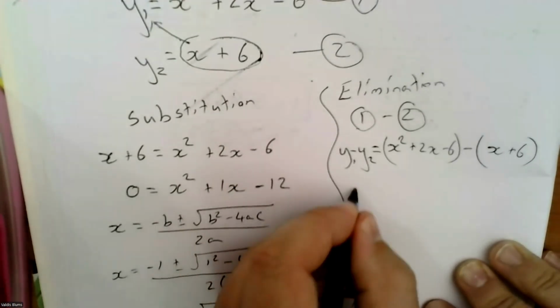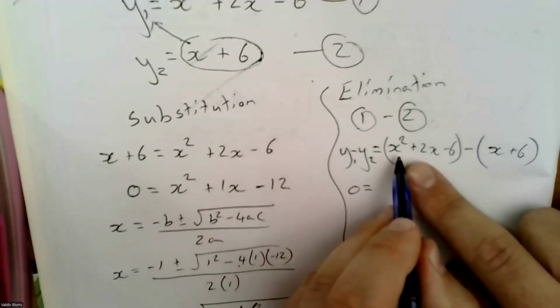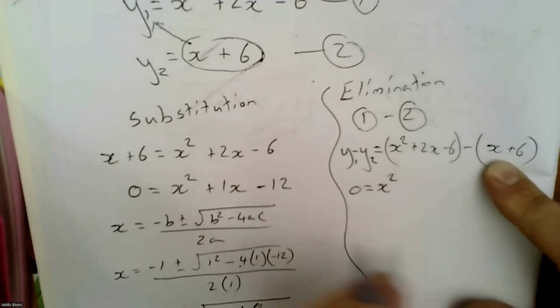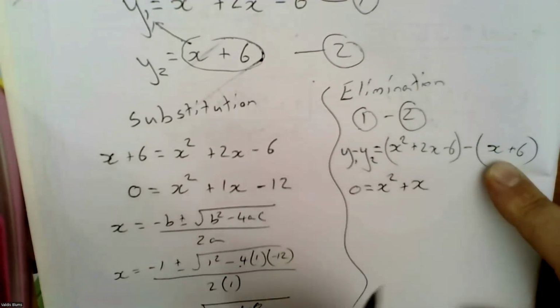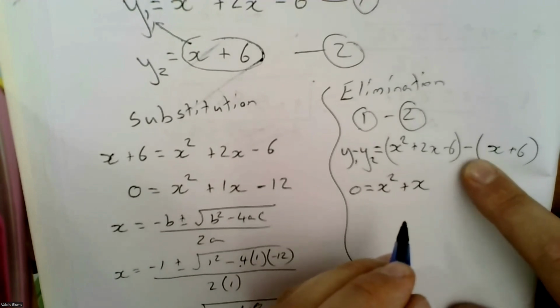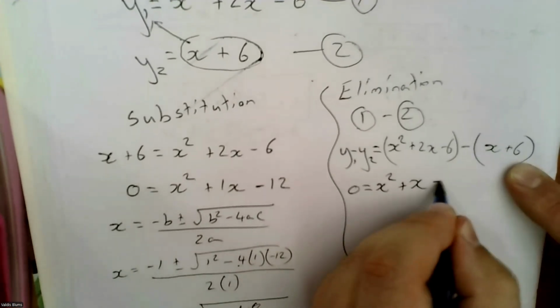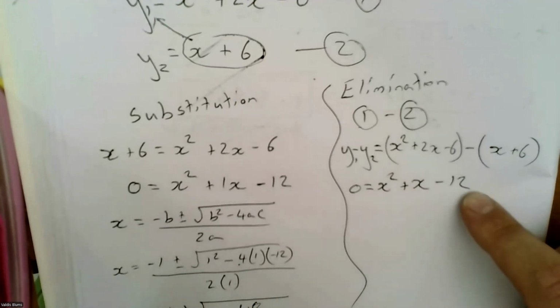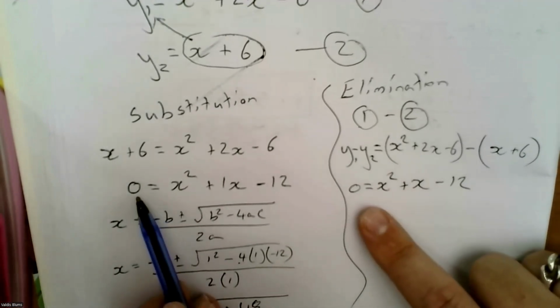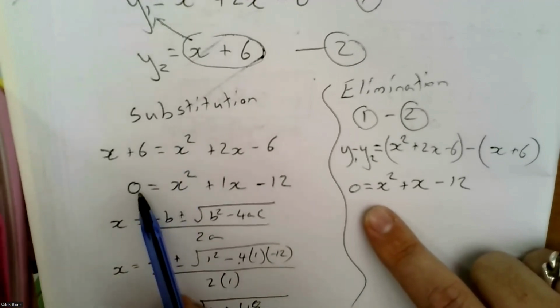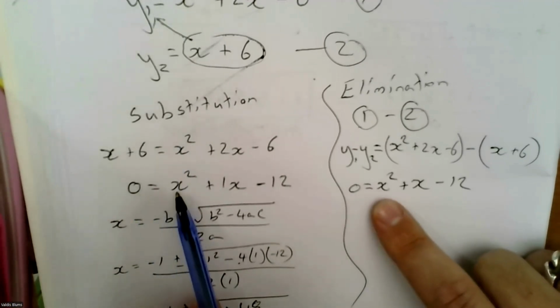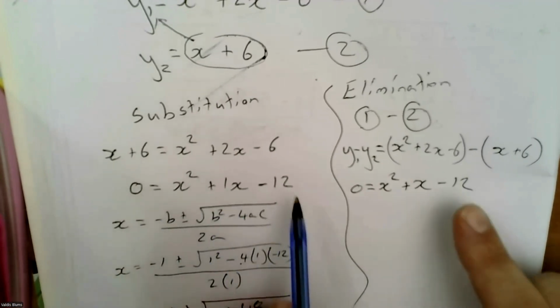Now y minus y is 0. So you have x squared. Then you have 2x minus x. So you have a positive x remaining. You have minus 6 minus 6, so minus 12. We have x squared plus x minus 12. And you notice that this actually got us to the same line as what we did through the substitution method. 0 is equal to x squared plus x minus 12.